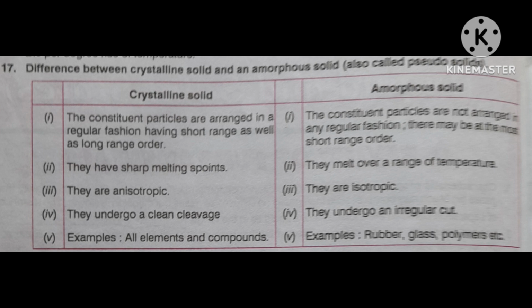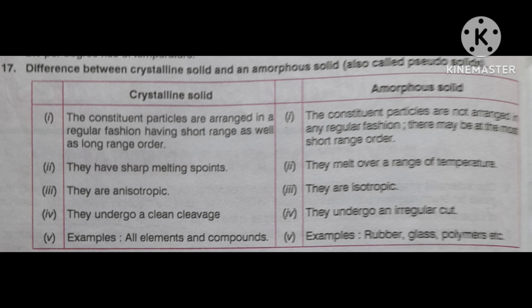The second point of difference is that crystalline solids have a sharp melting point, like 200, 300, 350, 315, 300.5, like that. Sharp, fixed. But amorphous solids melt over a range of temperature, meaning not sharp, not fixed. This is the second difference.